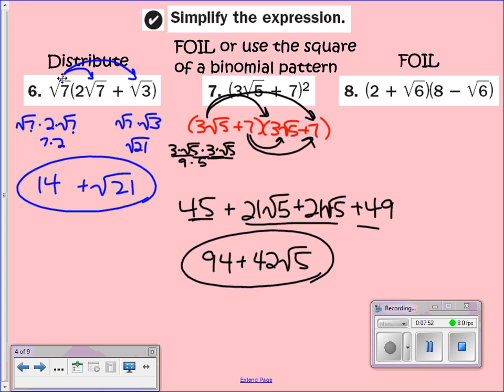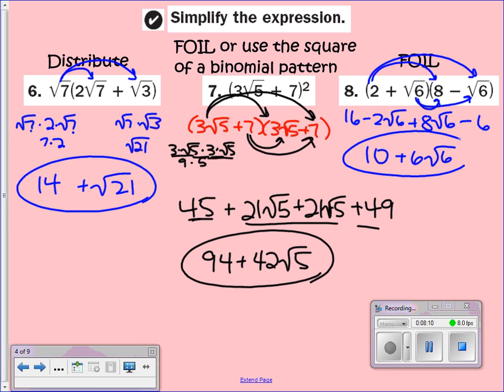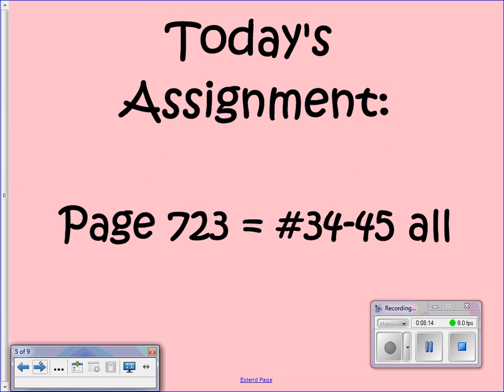Kind of crazy. All right, and let's take a look at this one. 16 minus 2 times the square root of 6 plus 8 times the square root of 6 and then minus 6 gives us 10 plus 6 times the square root of 6. Done and done, and those are your like terms. And here is the end of operations.